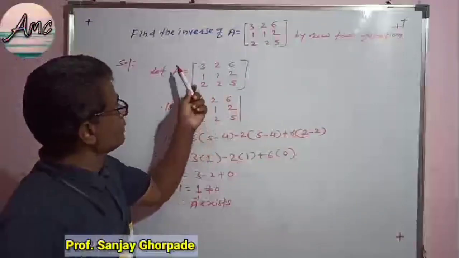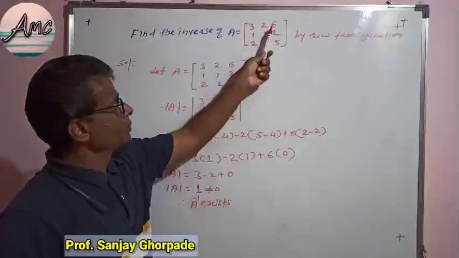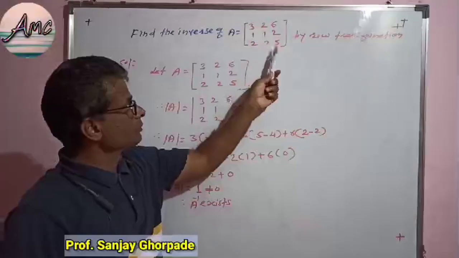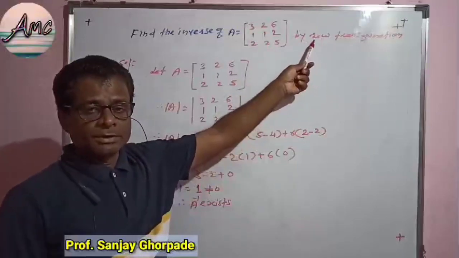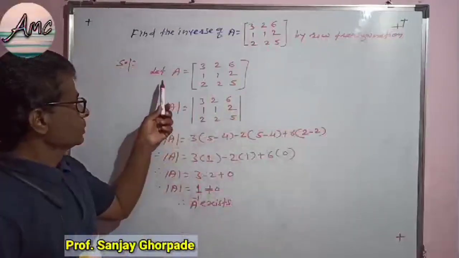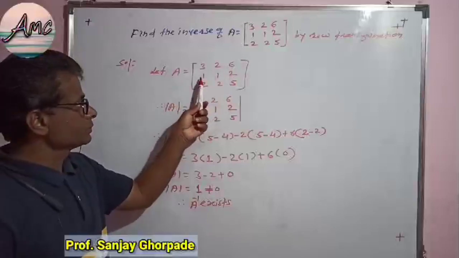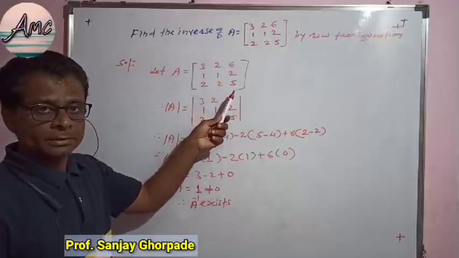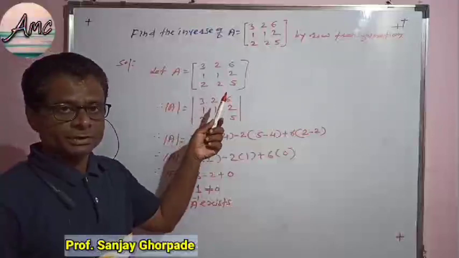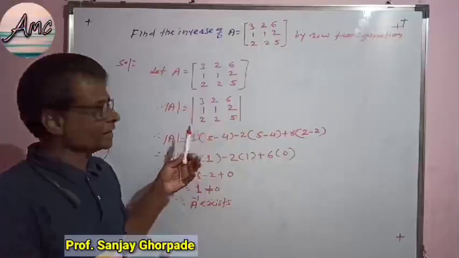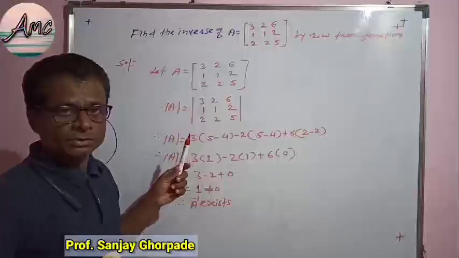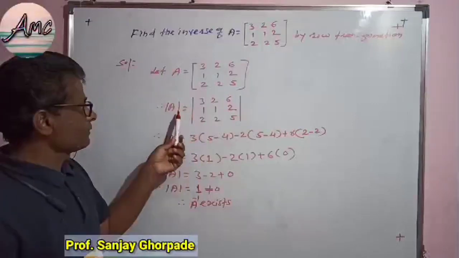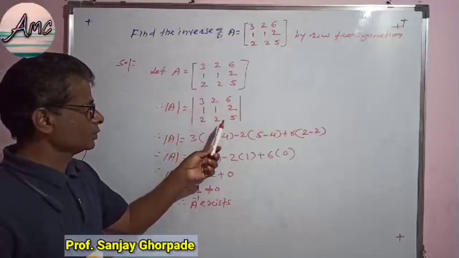Take the next example. Find the inverse of the matrix 3, 2, 6, 1, 1, 2, 2, 2, 5 by using elementary row transformation. So let matrix A equal to 3, 2, 6, 1, 1, 2, 2, 2, 5. Before finding the inverse of the matrix, first we confirm whether the given matrix is singular or non-singular. So the determinant of A equal to determinant of 3, 2, 6, 1, 1, 2, 2, 2, 5.